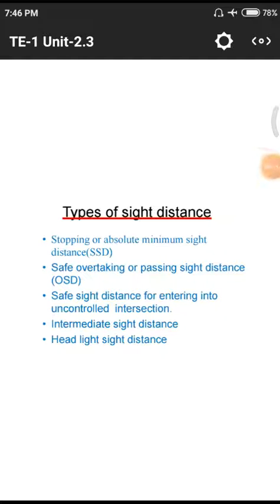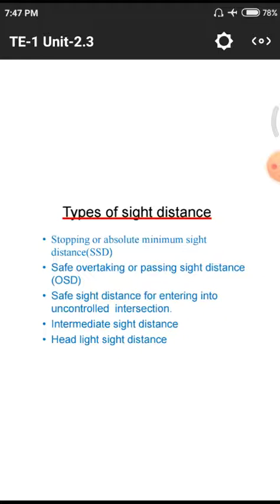Second one is safe or overtaking sight distance. It is called overtaking sight distance, and we denote it with OSD. The another name of OSD is passing sight distance. That means while we are traveling on a particular span of road, we need to overtake in a few conditions. In those conditions, we take this as overtaking sight distance. Another name of this overtaking sight distance is passing sight distance, that means while we are passing the vehicle.